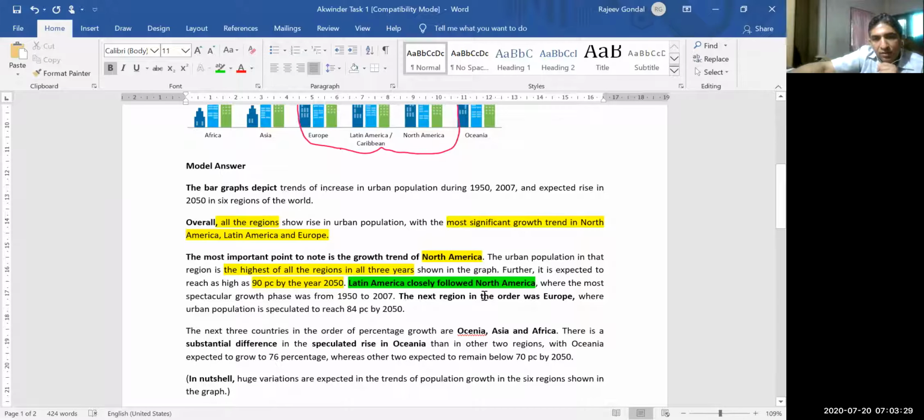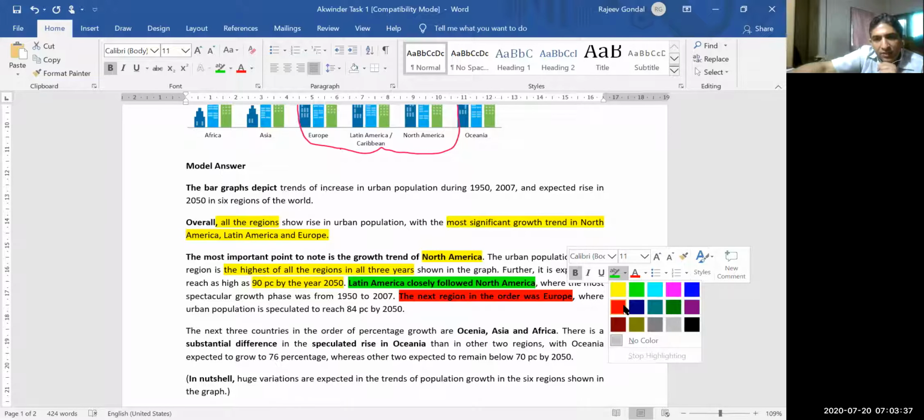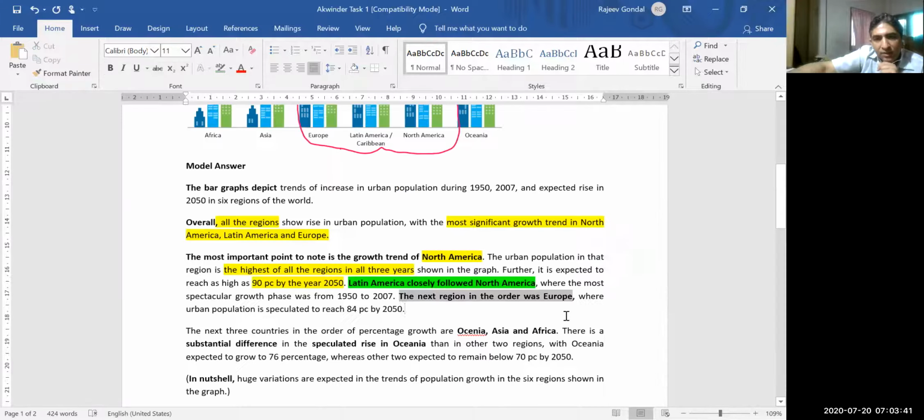The next region in the order was Europe. So now see, this is again third transition happening here. So as you can see, we are not writing too much on each of these regions. We're just writing a little, one or two sentences about each, because there's no space for it, otherwise you will exceed your word limit too much. So, just write about the most significant thing.